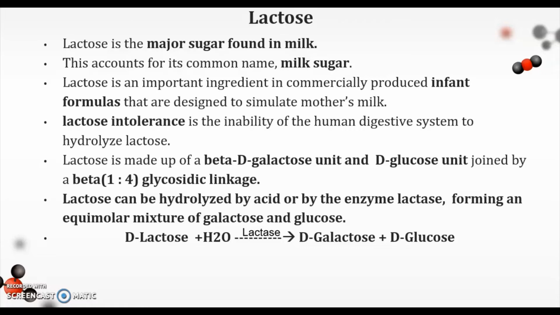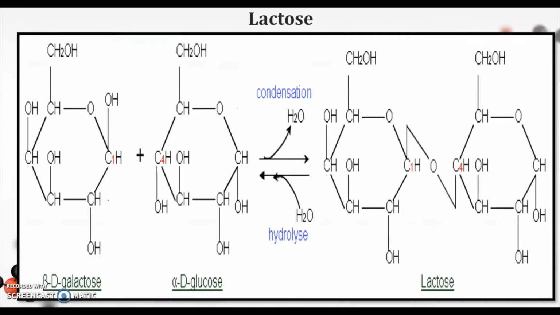Thus, lactose can be hydrolyzed by acid or by the enzyme lactase to produce galactose and glucose units. Again, as we can see in the picture, the glycosidic linkage that occurs in lactose occurs at carbon 1 of our galactose and carbon 4 of our glucose unit.